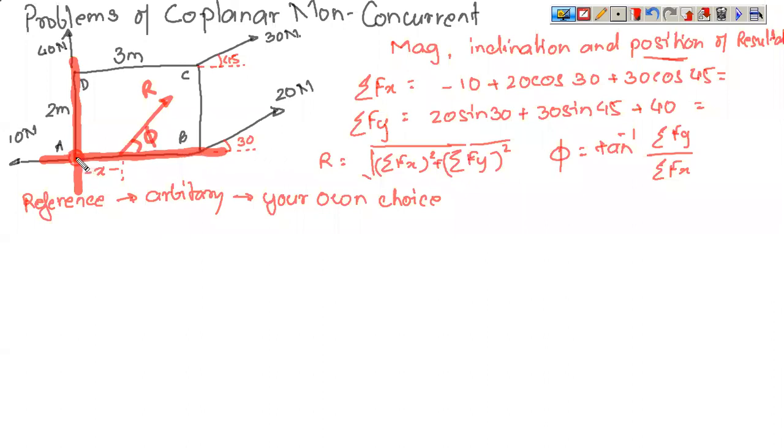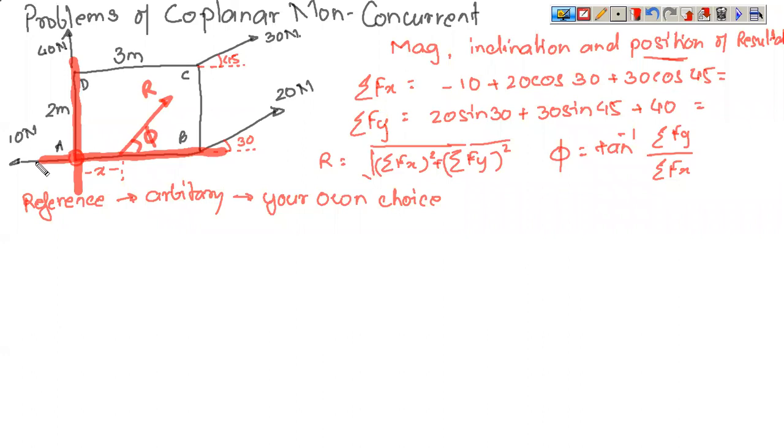Now, once we say this is positive x, that means if the answer comes out to be negative, it will be lying somewhere here on the other side of it. And R and phi is known to you, so you have marked the location of the resultant. So now let us apply Varignon's theorem.